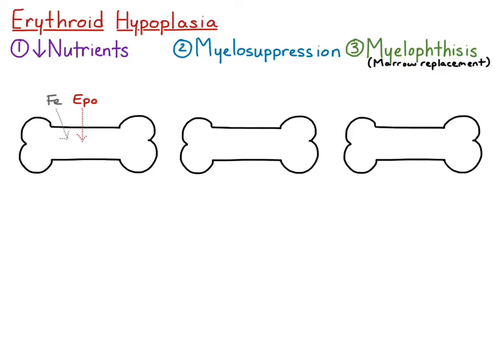Iron is a molecule that's essential to hemoglobin synthesis, and iron is acquired by the diet, and it makes its way to the bone marrow by a variety of iron transport proteins. Most of these iron transport proteins are produced by the liver. Thyroid hormone is a hormone produced by the thyroid gland, and it also contributes to baseline erythropoiesis.